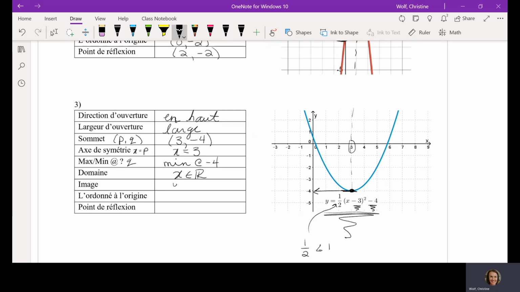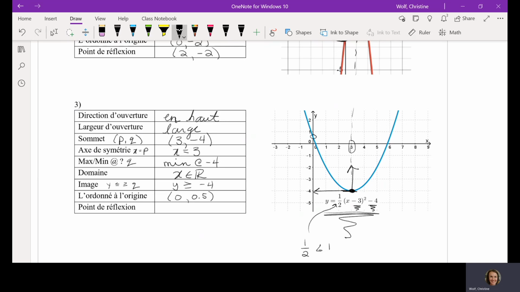Domaine freebie. Image. C'est toujours Y, and then à l'autre côté, c'est toujours Q. Your image is always going to be Y less than or greater than Q, okay? Now, parce que ça commence ici et on monte, le graphique est toujours plus grand que négative 4 ou égal à négative 4. Là, on est à l'origine, ça c'est toujours 0 pour X, ça coupe l'axe Y pour la première fois ici, ça c'est un décimal, 0.5 environ.